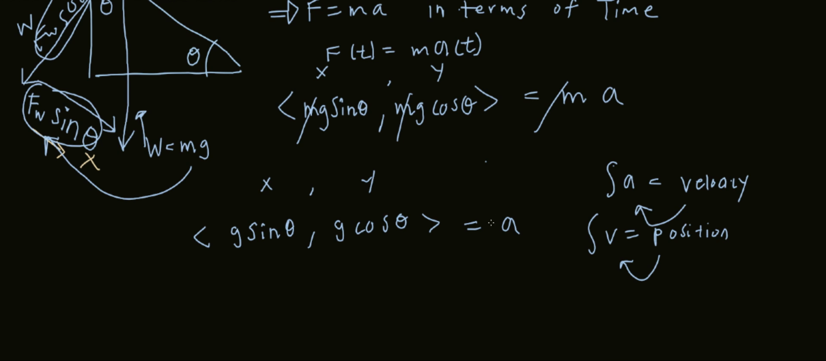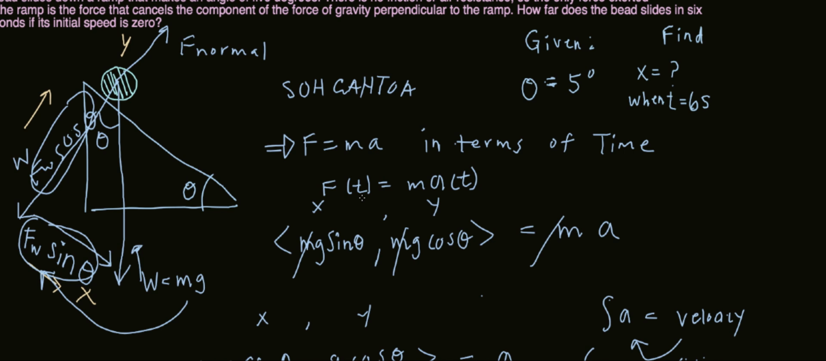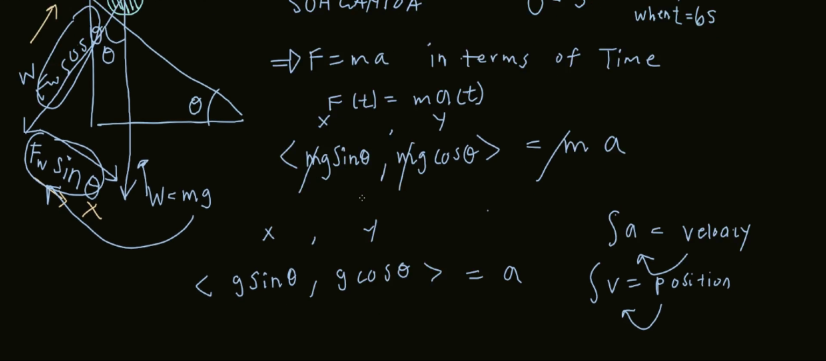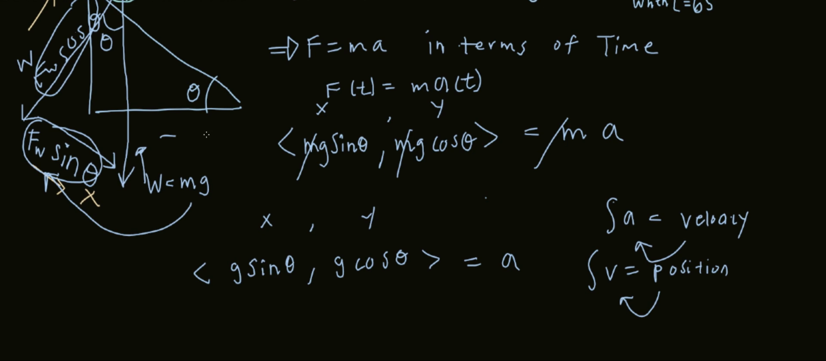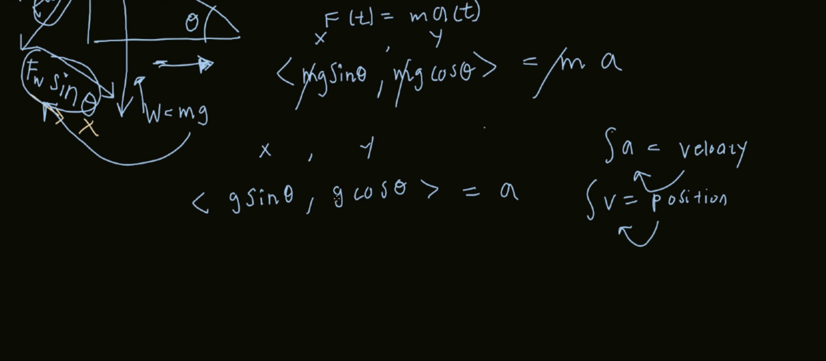And this is good because recall what the question is asking us is how far does the bee slide in 6 seconds? Well, it's asking us how far, right? So how far? We can solve for x and y. But for the sake of this problem, I believe they only wanted the x component. So this is perfect because we have it in vector form. All we have to do is integrate it and maybe plug in some numbers. So let's integrate this.